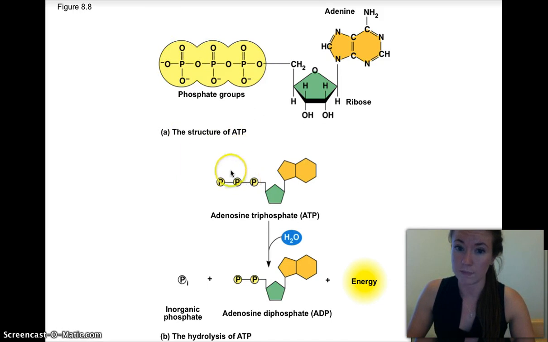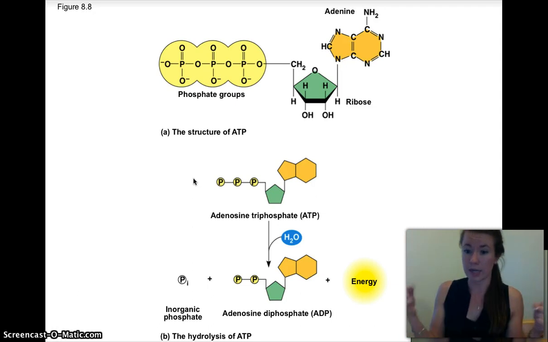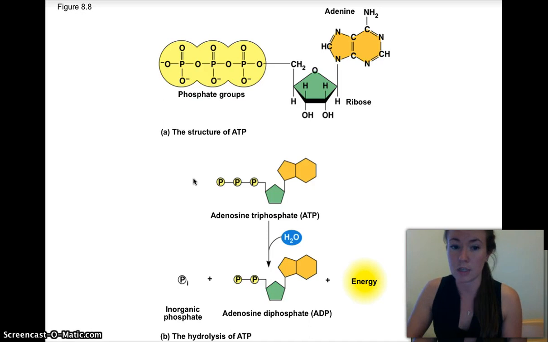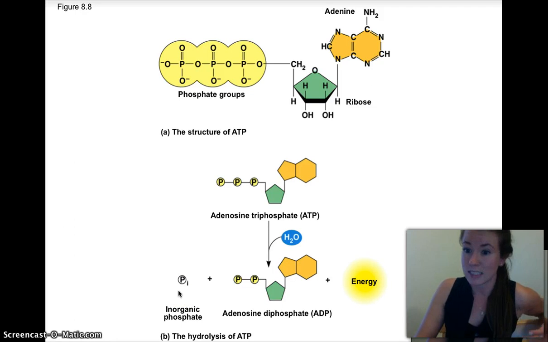So we see 3 phosphates here: 1, 2, 3. It's going to let one of them go through a hydrolysis reaction. Remember, we put in water to break up molecules, and when we make molecules, we get water out. So this is a hydrolysis reaction where we lose a phosphate group. The reason it's called inorganic phosphate is because organic molecules are things that have carbons and hydrogens. When it leaves, it's not attached to an organic molecule anymore, so it's an inorganic phosphate.